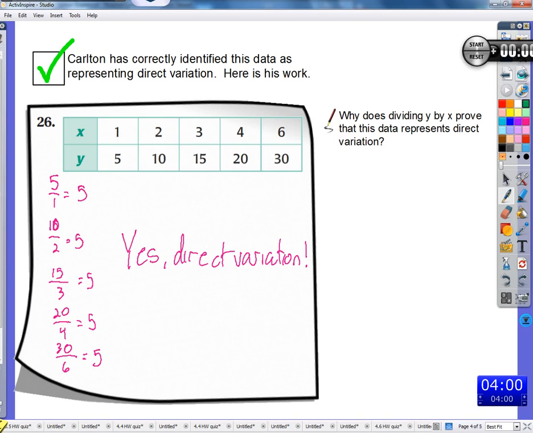But why divide y by x? Why not divide x by y? But I mean, why divide y by x? Why not add y to x or subtract x from y? Why are you dividing y by x? Let's start with, what does it mean for it to be direct variation? What does it mean for y to vary directly with x?